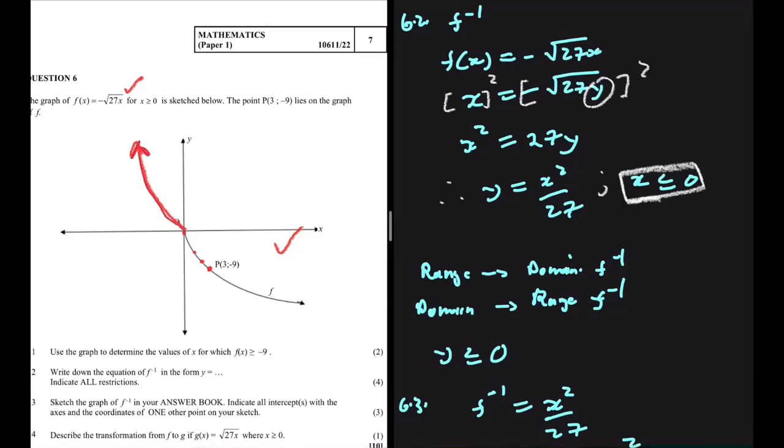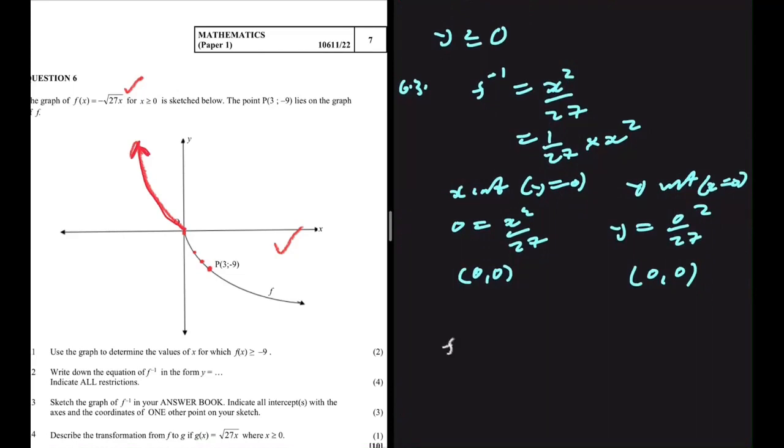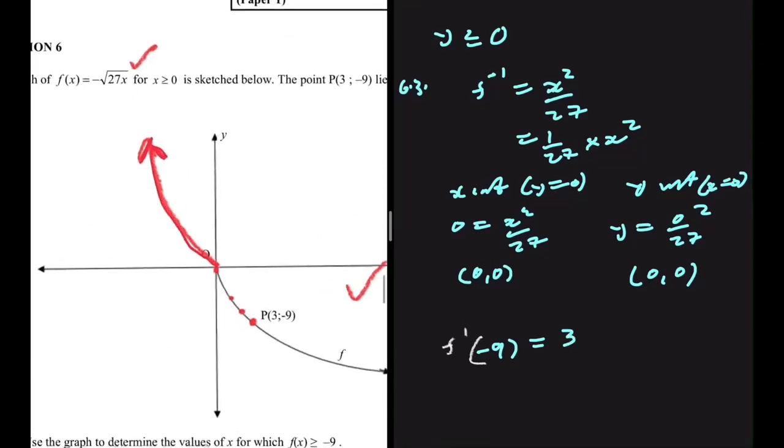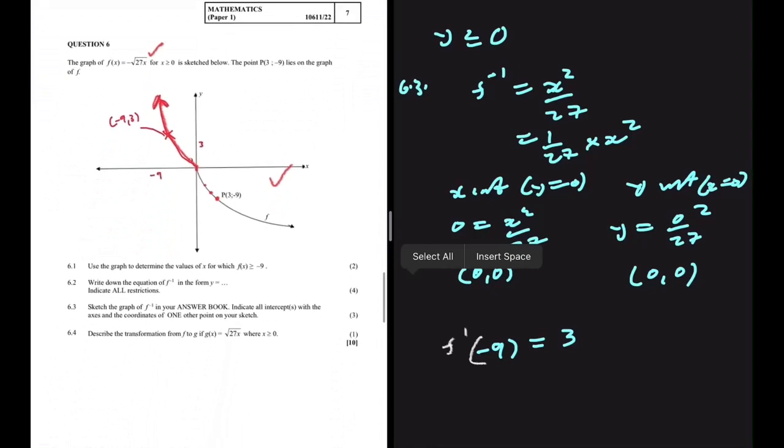What is left is for us to include one other point. So you just take a point and you substitute it on f inverse. You just substitute any point. If we substitute minus 9, the answer we're going to get is going to be positive 3. So we have a point somewhere here of minus 9 and positive 3, right? We have a coordinate here of minus 9 and positive 3. And just like that, I think we are done with 6.3. Let's look at 6.4.